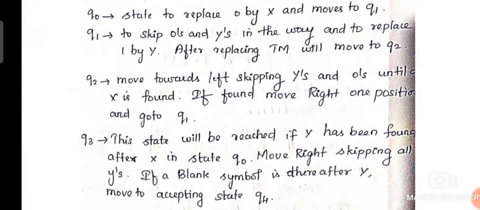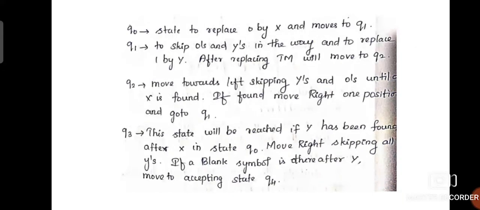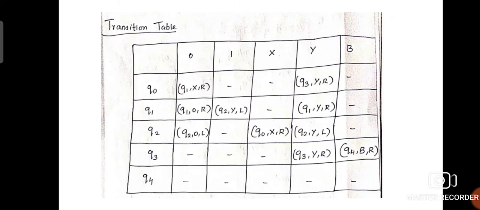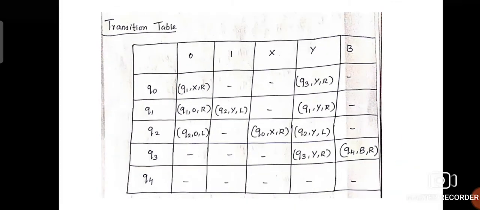Q3 is the state where y has been found after x. When all the x's were replaced, we may find y after x in the state Q0. So move right, skipping all the y's. If a blank symbol is there after y, move to the accepting state Q4. So we can write all those operations as state transition functions, and we can represent the state transitions with the help of a transition table.